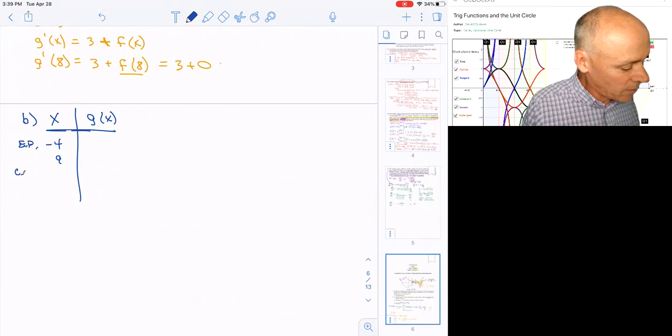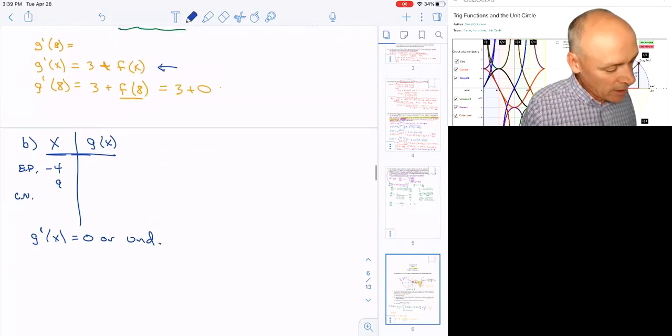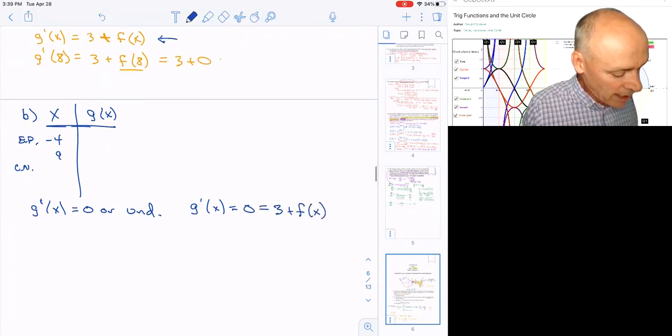Then do I have any critical numbers? Critical numbers are going to be where G prime is equal to 0 or is undefined. Hey, there's G prime right above it. So I'm going to set that. So G prime at x equals 0 is equal to 3 plus f of x. So really, if I subtract 3 from both sides, I'm looking where f of x is equal to negative 3.